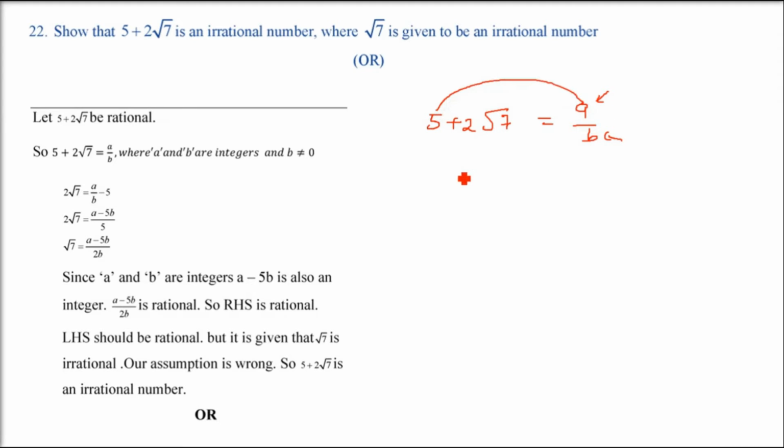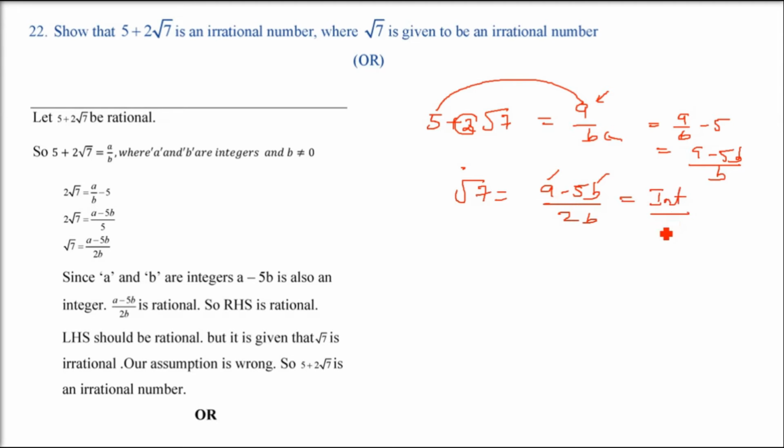Now take this 5 to the right hand side. You get 2 root 7 equals a by b minus 5, which is a minus 5b by b. Now divide both sides by 2. So root 7 eventually will be a minus 5b by 2b. Now a and b are integers, so a minus 5b will be an integer. b is an integer, so 2b will also be an integer. Now integer by integer is a rational number, so root 7 is a rational number. But root 7 is an irrational number. By this we have proved it.